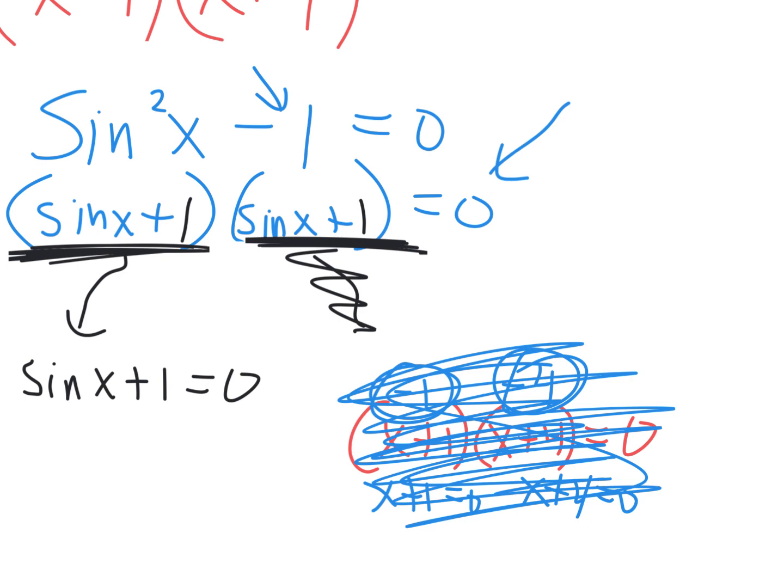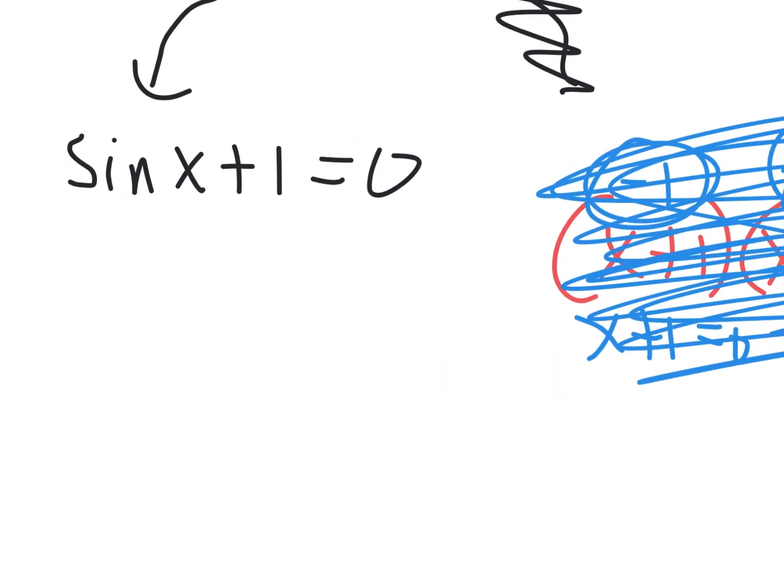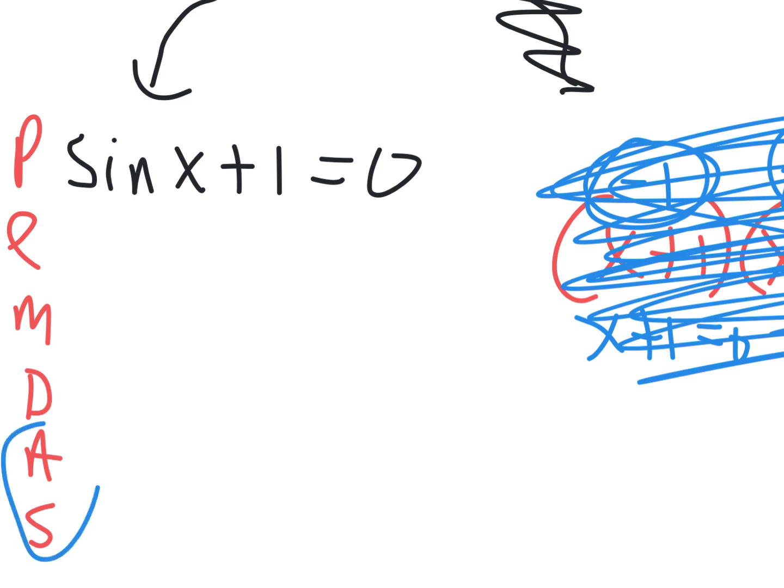And now, how do I solve this? Well, the first step is you look to add or subtract anything, because PEMDAS. I'm always trying to tell you why I'm doing stuff. It's because of the order of operations, but backwards. You do any add or subtract that you can when you're solving equations. I can subtract 1. So sine x equals -1.